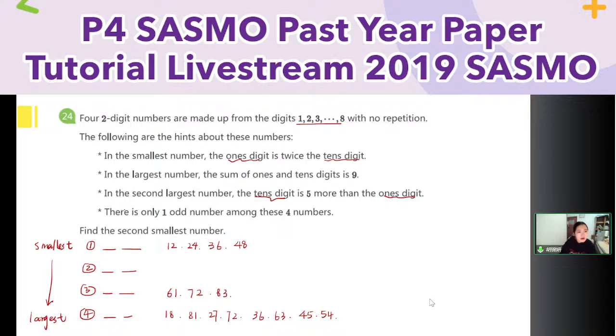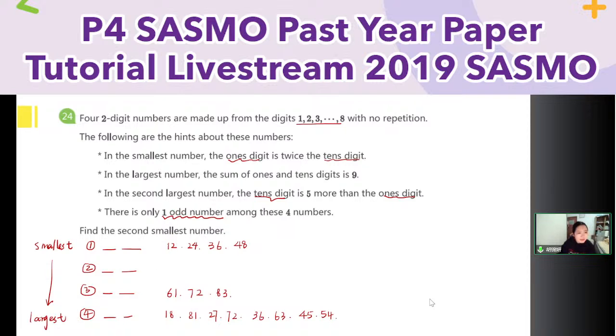And now let's take a look at the last hint. It says there is only one odd number among these 4 numbers. Okay, only one odd number. So everyone, take a look. We can try together, one by one. If the smallest number is 12 and the biggest number is 81, is it possible? Yes or no? No, why? Because every number can only be used once. So that means this one is impossible.